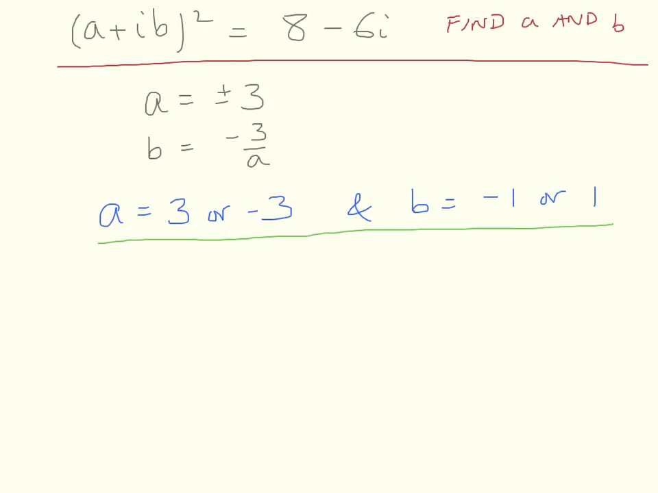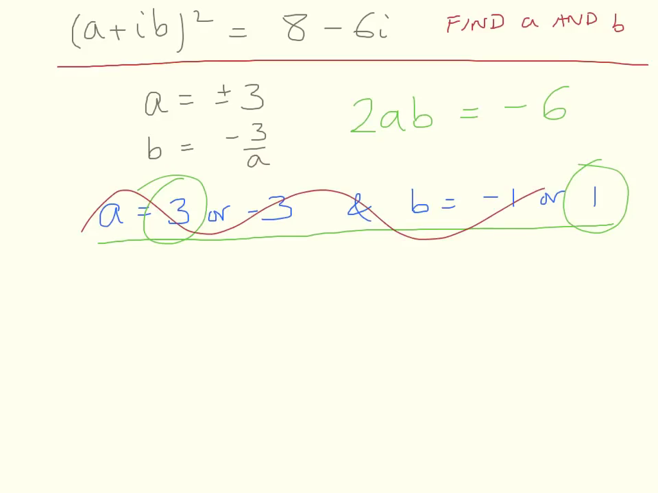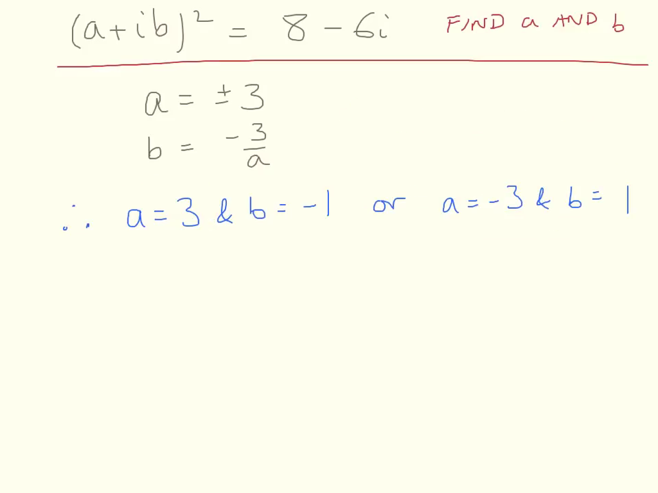Someone could think, oh well, we can have a equals 3 and b equals 1. But that doesn't work, because we had the equation 2ab equals minus 6. So we need to write our answer in a different way. We need to pair up our a and b values properly. This is what we should have written. a equals 3 and b equals minus 1, or a equals minus 3 and b equals 1.